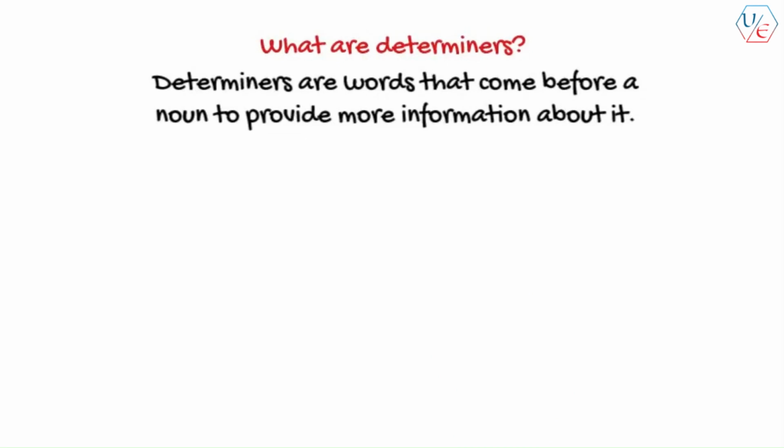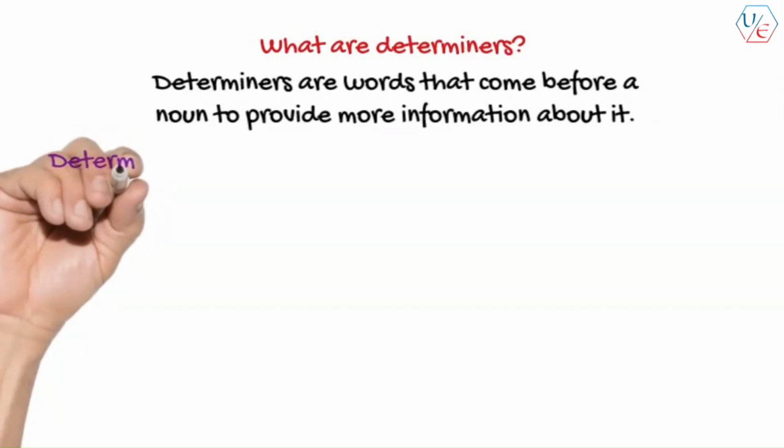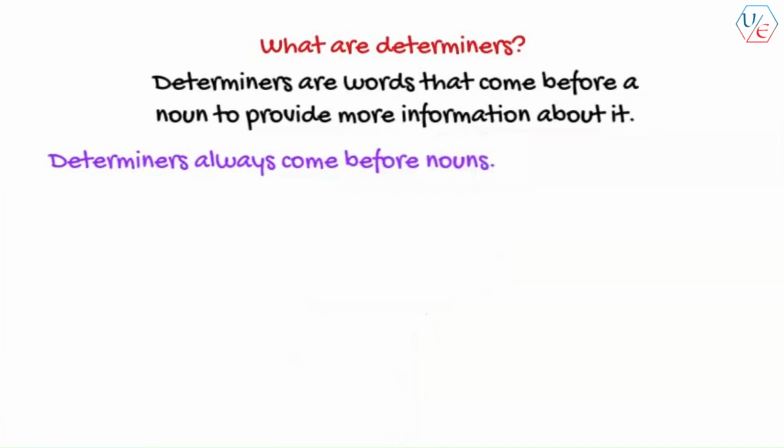Are determiners adjectives? Certainly not. Determiners serve distinctive functions. Let us see the two most important distinctions. Determiners always come before nouns.